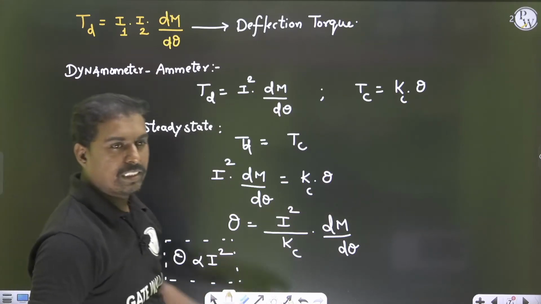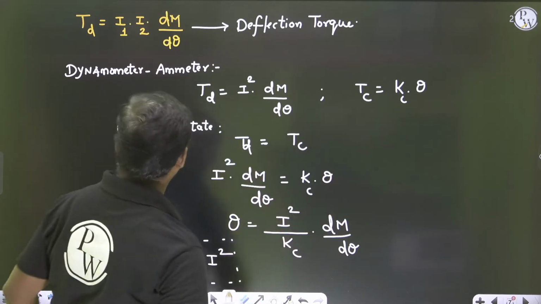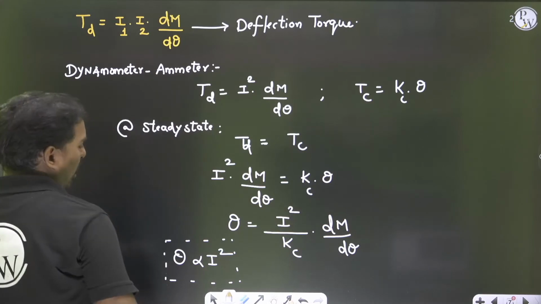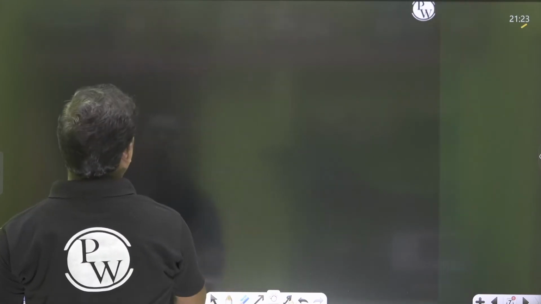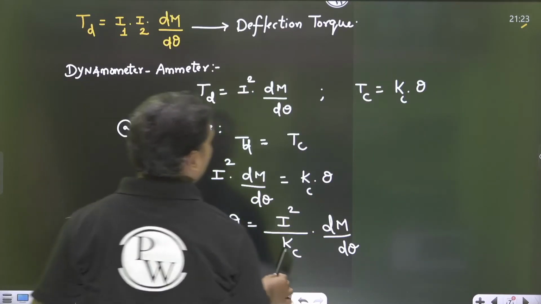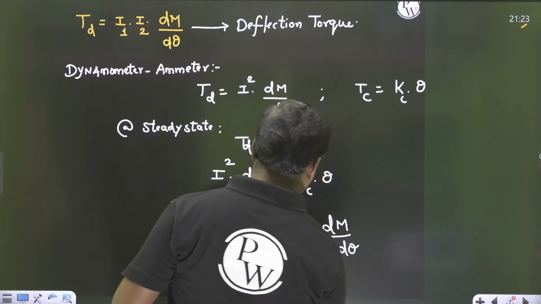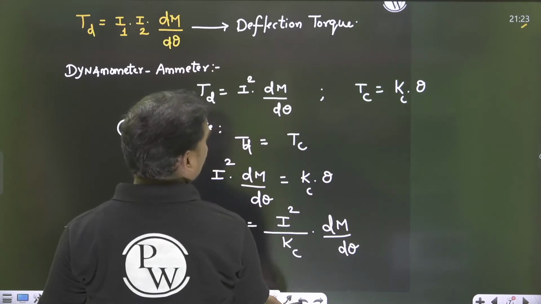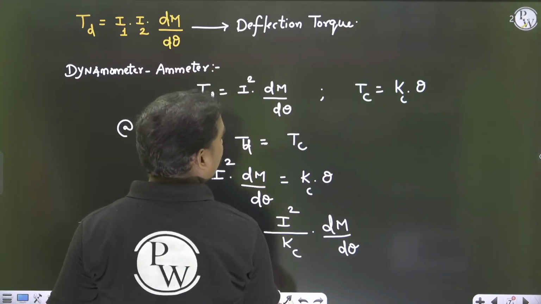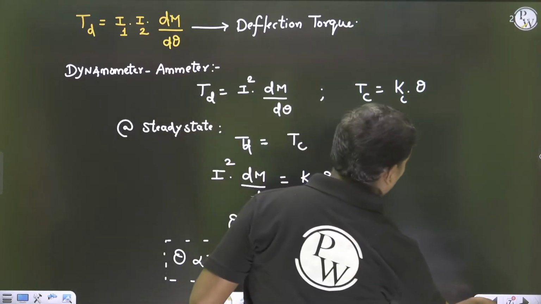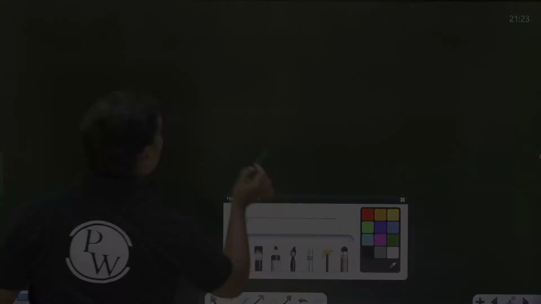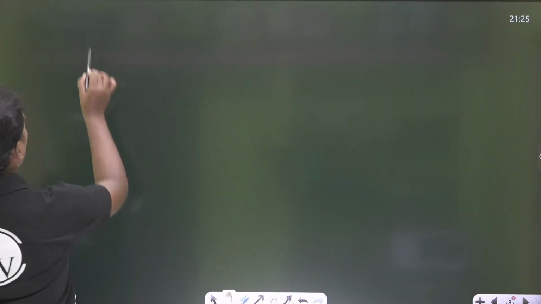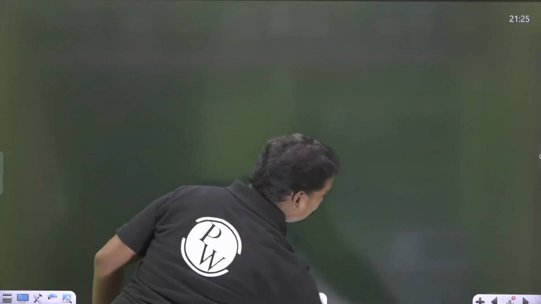Okay, so this is the dynamometer type ammeter. Now if we go to the dynamometer type voltmeter, what is going to happen? Instead of taking this, if you take the dynamometer type voltmeter, what is going to happen?